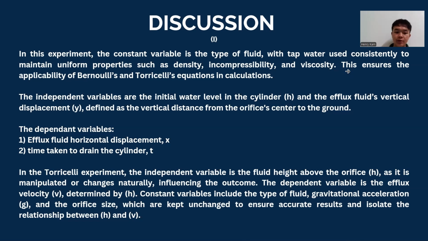In this experiment, the independent variable is the fluid height above the orifice H that I said before, as it changes naturally, influencing the outcome, while the dependent variable is the velocity v determined by h. As above, constant variables include the type of fluid, gravitational acceleration g, and also the orifice size, which are kept unchanged to ensure accurate results and isolate the relationship between h and v, which we can refer to in our Torricelli equation.